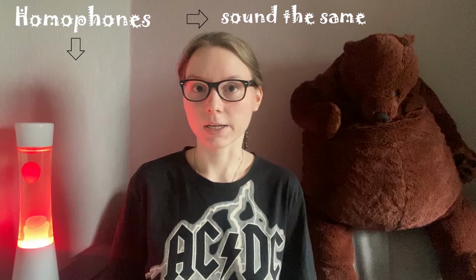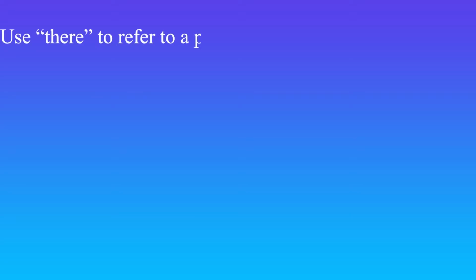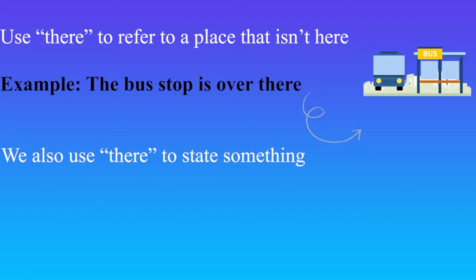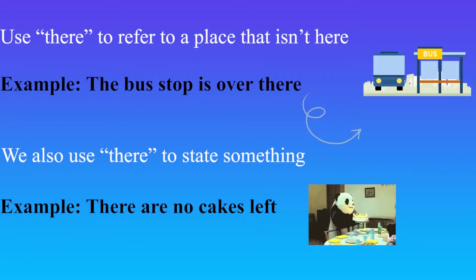Let's start with homophones. What are homophones? Homophones are words that sound the same but have different meanings. The first: there, their, they're. These words sound almost the same. People often confuse them. We use "there" to refer to a place that isn't here. For instance, the bus stop is not here, it's over there. We also use "there" to state something. There are no cakes left.